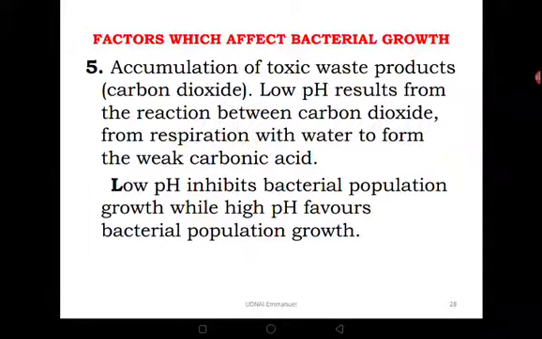The other one is accumulation of toxic wastes, for example, carbon dioxide. Carbon dioxide lowers the pH of the medium, and that does not favor bacterial growth. Okay. Thank you very much.